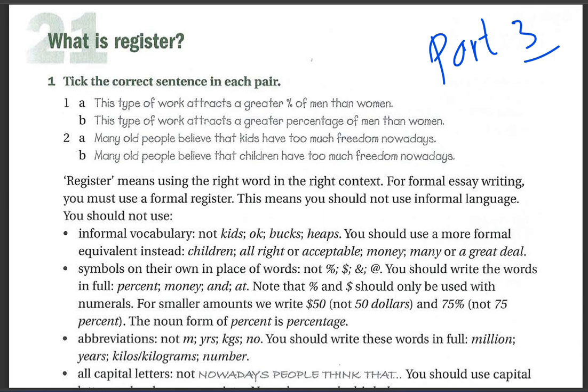Today we are going to cover the third part of the book Common Mistakes at IELTS Intermediate Level. I hope you have watched and found it useful, part 1 and part 2. Here we are going to cover unit 21 up to 30, the last unit of this book.